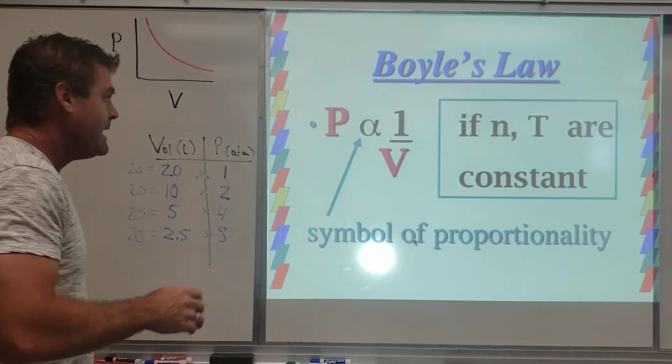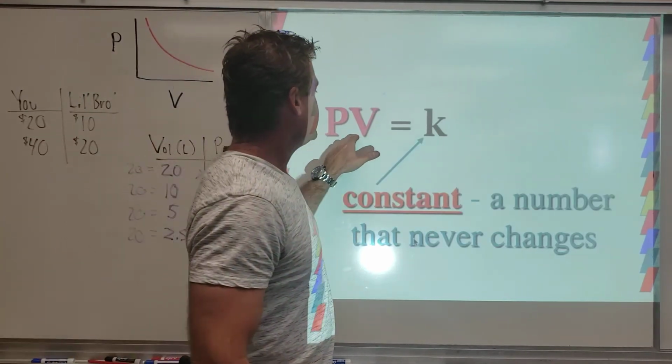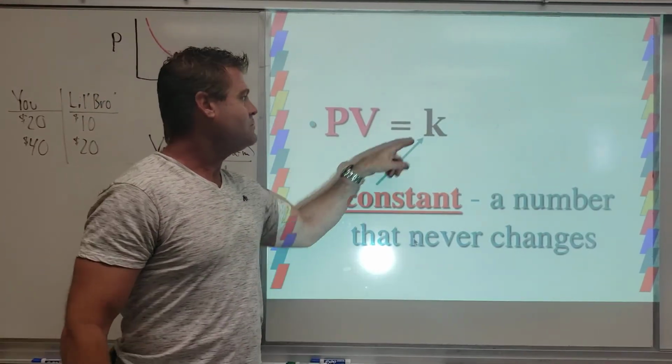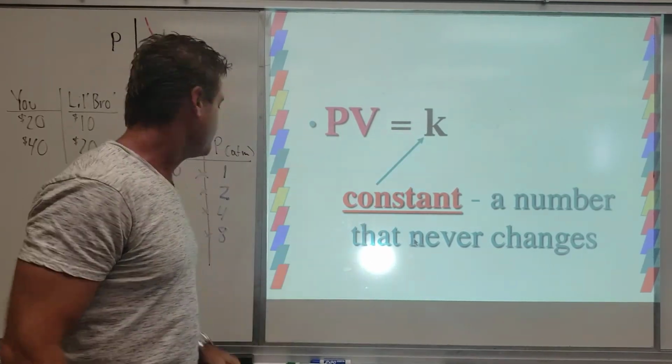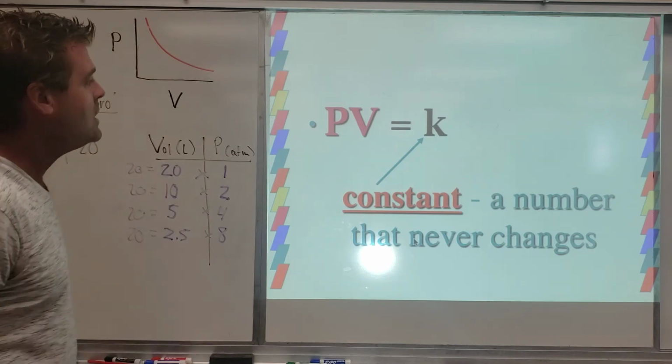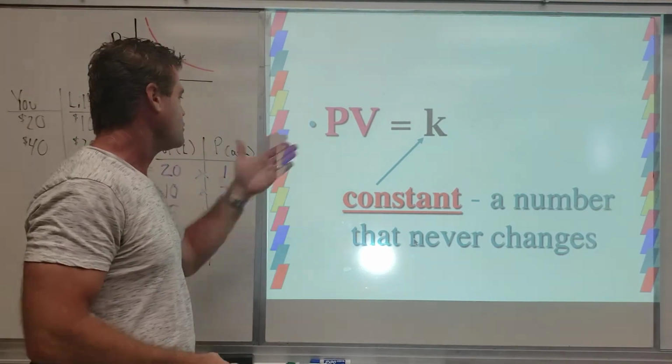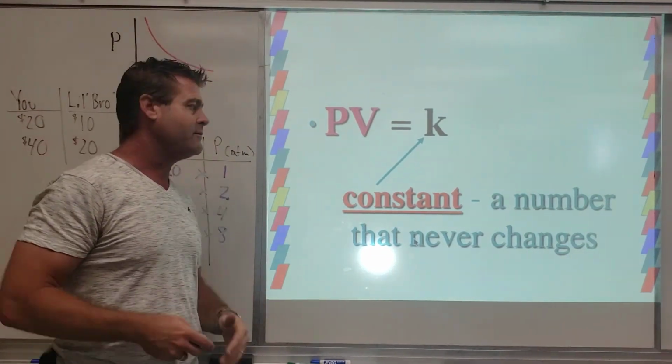It'll be a constant. That's what we can say here. P times V equals K. You guys, typically in science, we use K to represent a constant number that doesn't change. That's like this one right here. So this is just what's mathematically true with two factors that are inversely proportional.